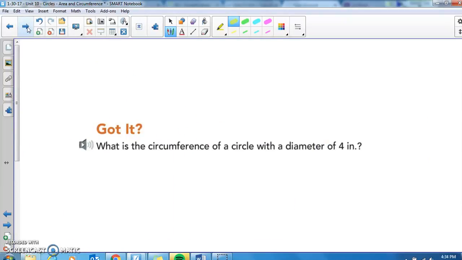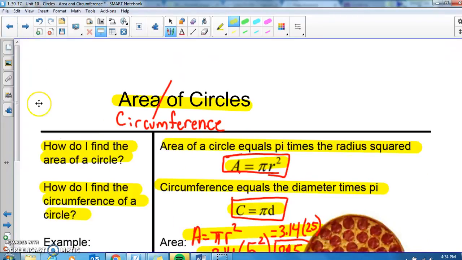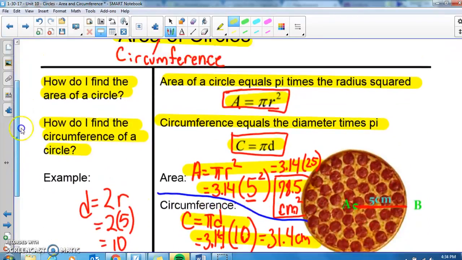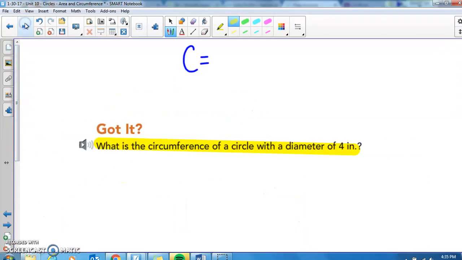What is the circumference of a circle with a diameter of 4 inches? So, we know the formula for circumference. If you have to flip back in your notes, go back, because it's in your notes. Circumference is pi times diameter. So the formula we're going to use is C equals pi times diameter.